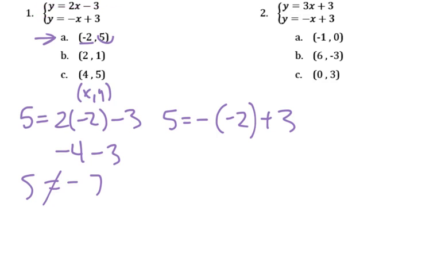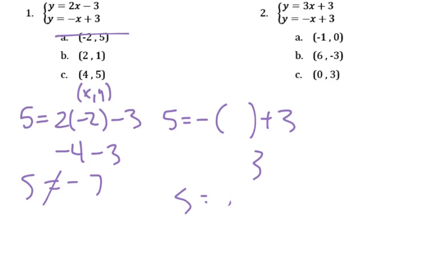Okay, so I know already that A is not going to work. I don't have to do the next part. I could get positive 4, or positive 2 plus 3 equals 5. So it's a solution to that equation, but not to this one. So therefore it's not a solution to both of them.